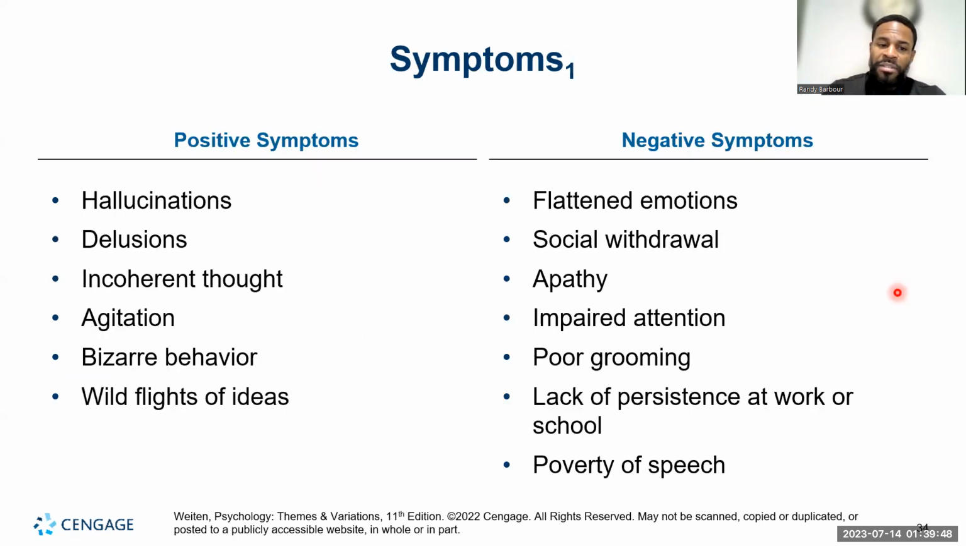There are what we call positive symptoms and negative symptoms of schizophrenia. Positive symptoms are those things that are exhibiting themselves that you can see, right? Like hallucinations, delusions, incoherent thought, agitation. Not positive as in good, but positive as in you are exhibiting them, they're coming out in a positive way, right? Wild flight of ideas. Negative symptoms kind of take you down and decrease what happens.